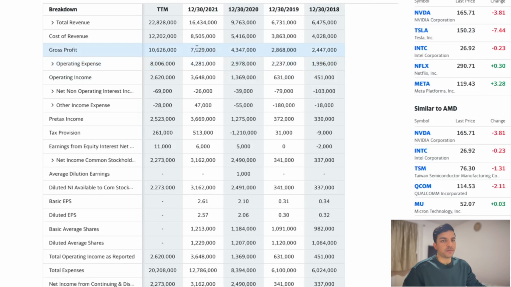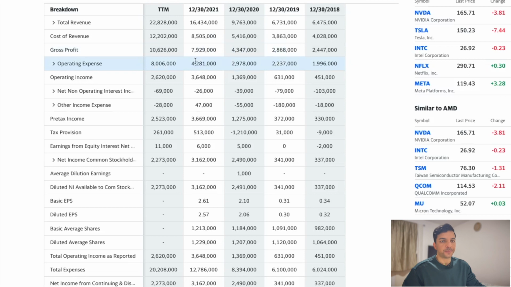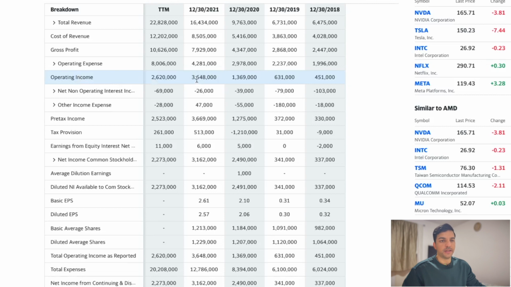Normally, every company has a good enough gross profit margin, but companies normally spend too much on operating expenses. What we see here is that the company has spent 4.2 billion, and the operating income at the end of the day for AMD is around 3.6 billion. This comes from taking gross profit minus operating expenses, and you end up with the operating income.